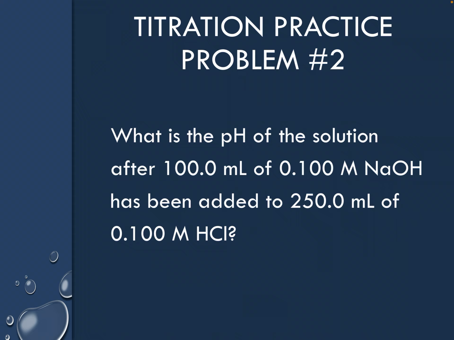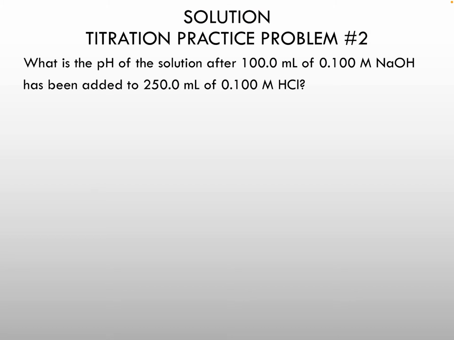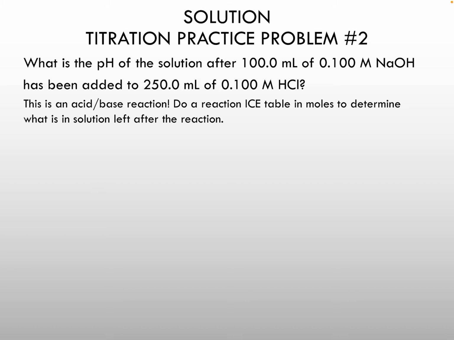All right, on to the next one. So now it says, what is the pH of the solution after 100 milliliters of 0.1 molar sodium hydroxide has been added to our hydrochloric acid? Okay, so now we have an acid-base reaction that's happening. We have base reacting with our acid, and as soon as you see that, you should think, I need to do an ice table. Okay, and specifically, I need to do an ice table in moles.